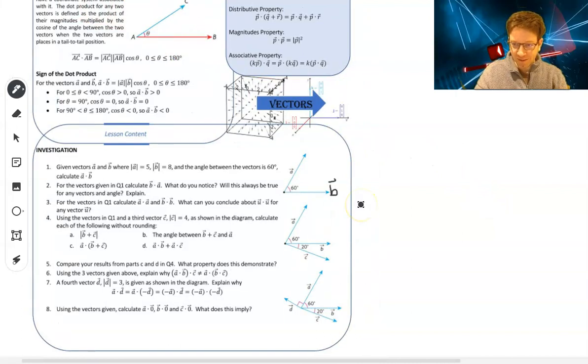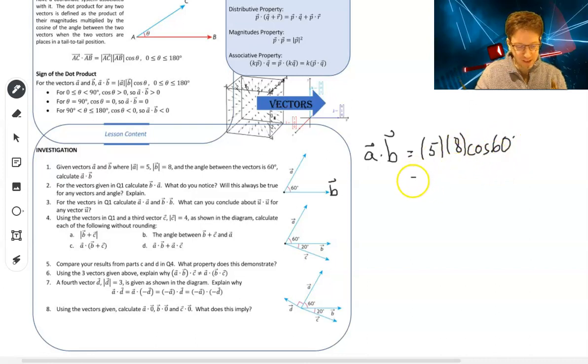All right, so for number 1, A dot B, and it's really important that you use the symbol dot. That's why it's a dot product. It's going to equal the magnitude of A, which is 5, times the magnitude of B, which is 8, times the cos of the angle between them, cos of 60, and cos of 60 is just 1/2. So 5 times 8 is 40, times 1/2, you just get 20. And that is a scalar. It has no direction. You stop right there.